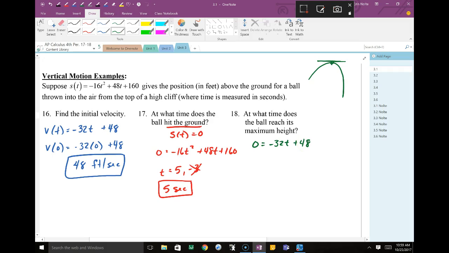So we get negative 48 equals negative 32t. I don't know what that is. Wait, I wrote it down. 1 and infinity? How about 1 and 2? In fact, exactly halfway in between. 1.5 is your exact amount of seconds.